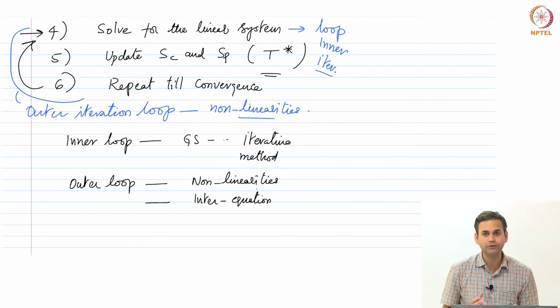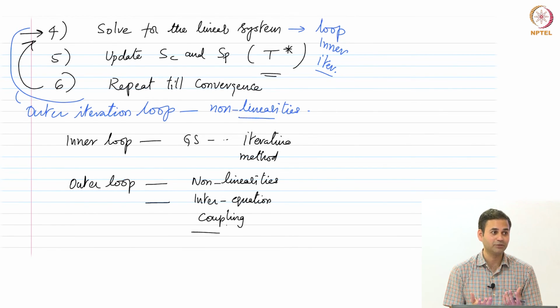Usually if you have more than one equation, there will be some kind of coupling between the equations, otherwise there is no point in solving for two. So inter-equation coupling also gives rise to an outer loop. Non-linearities in the source term, diffusion coefficients, or in the terms themselves also do. For example, the convection term is a non-linear term, you have del dot rho u bar. So the convection term and all these things will give rise to an outer loop.